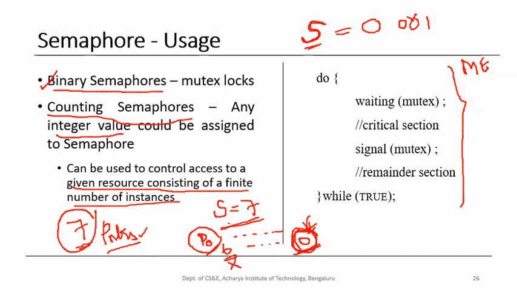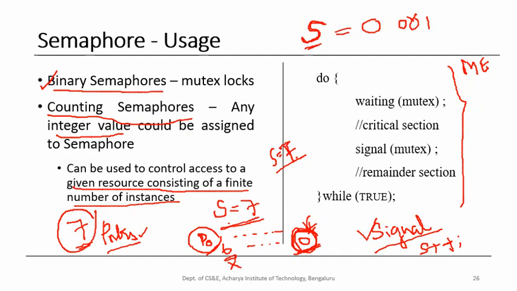So while it is releasing, it executes a signal operation. According to our definition, what signal does is simply increment the value of the semaphore by 1. So it makes the value of S equal to 1, which means there is one printer available for use. Like that, after every process finishes its work with the printer, it executes the signal operation, and the value of S goes on getting incremented, till it becomes 7, right?